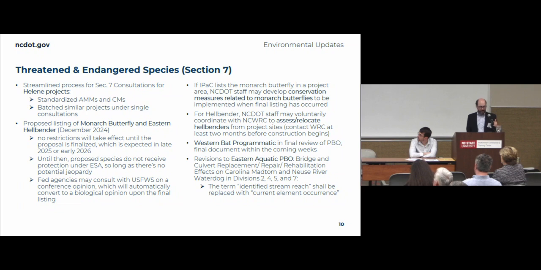So these are just a few thoughts from the central perspective. Divisions may be handling this a little bit differently at times, but keep in mind that with a proposed listing, there are no restrictions that immediately take effect. So there is some time delay essentially here to work through. So nothing is happening imminently. With that being said, proposed species don't receive protection until they're actually listed. So as long as there's no potential jeopardy of that species with our action, we can proceed without having to necessarily do anything on that species.